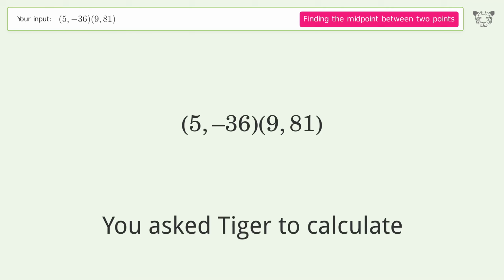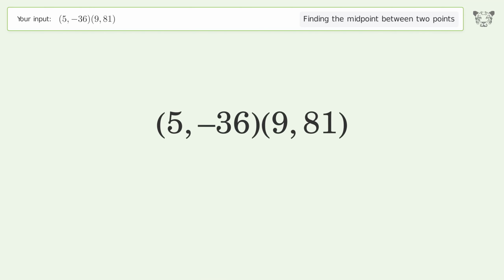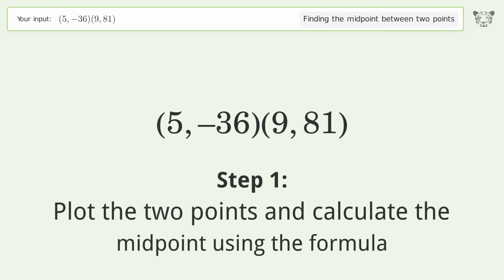You ask Tiger to calculate. This deals with finding the midpoint between 2 points. The midpoint between the 2 points is 7, 22.5. Let's solve it step by step. Plot the 2 points and calculate the midpoint using the formula.